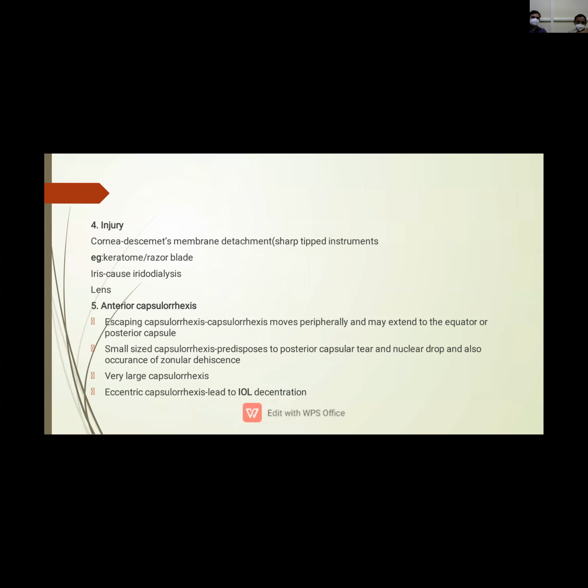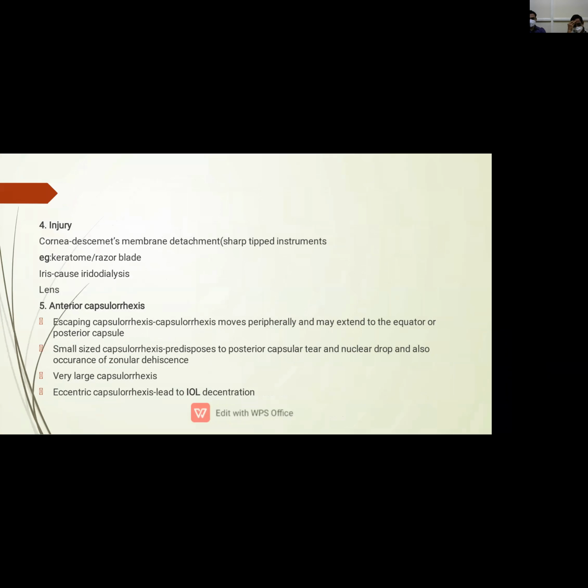Anterior capsulorhexis. In anterior capsulorhexis, continuous curvilinear capsulorhexis is the preferred technique. Escaping capsulorhexis: here the capsulorhexis moves peripherally and may extend to the equator or posterior capsule. Small sized capsulorhexis predisposes to posterior capsule tear and nuclear drop and also occurrence of zonular dehiscence. Very large capsulorhexis and eccentric capsulorhexis lead to IOL decentration.